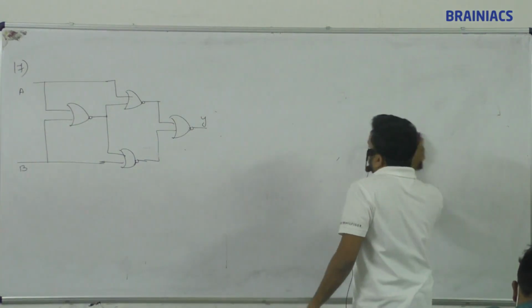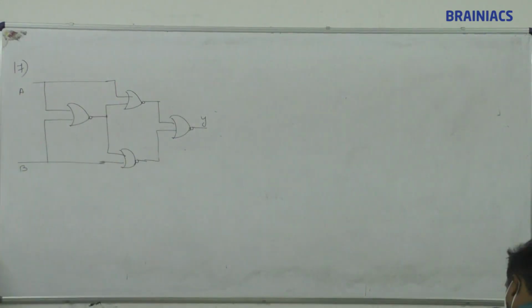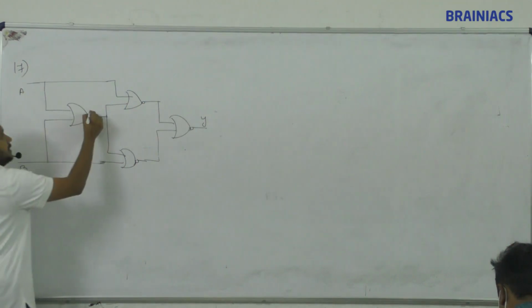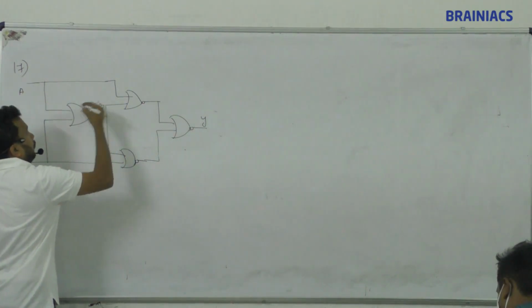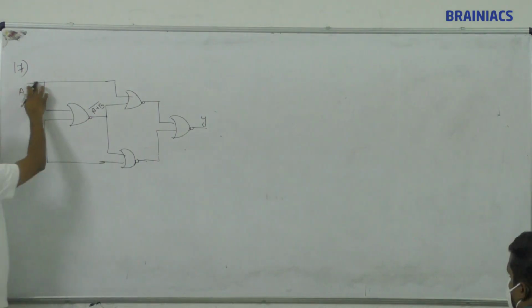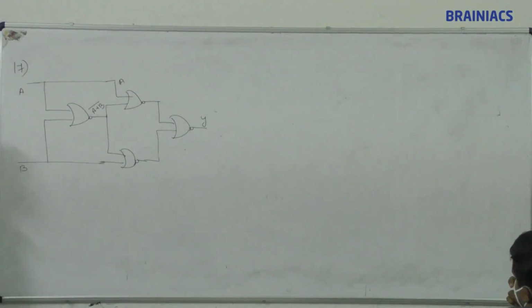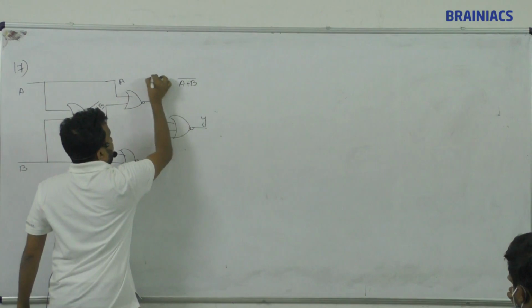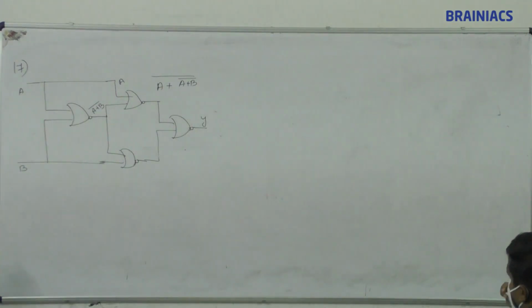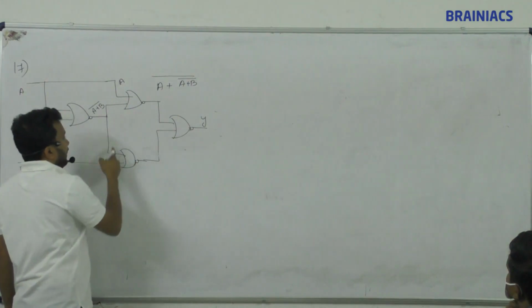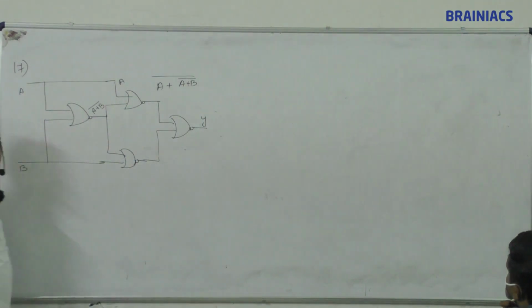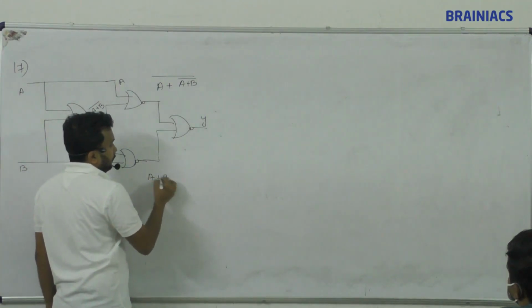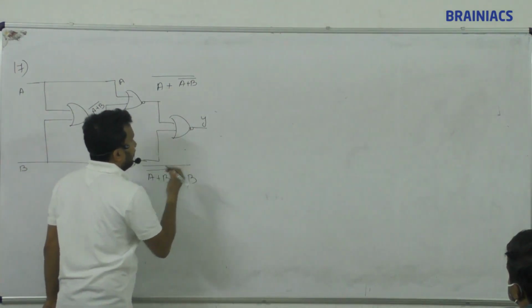Here we will derive the Boolean logic expression, then we will get the truth table. So here A is coming. NOR gate with A and B gives A plus B whole bar. From the top A is coming, so the output of this one is A plus B whole bar. Then we come down. A plus B whole bar is there, then B is coming, so what will come is A plus B whole bar plus B whole bar.